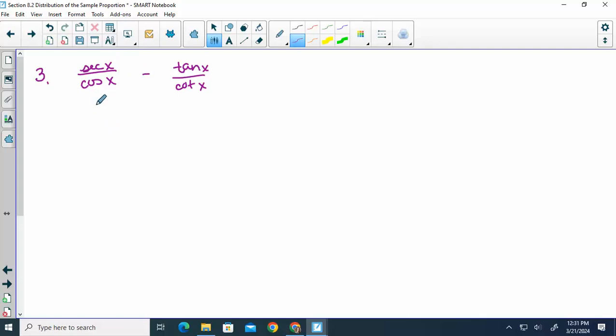What is secant? 1 over cosine. And remember, the reciprocals, that's what you need to know without a formula sheet. Cosine, we can't do anything to. That's the same as just cosine over 1. Tangent, if I'm changing to sines and cosines, that would be sine over cosine. Cotangent would be, if I want to divide fractions, we flip and multiply.